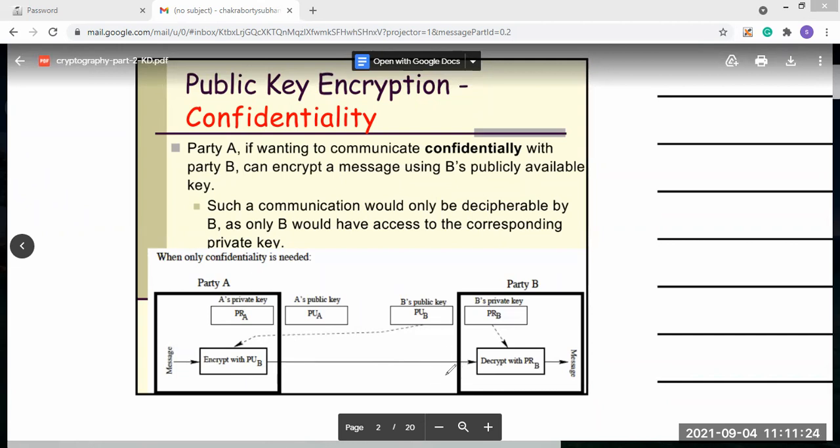Now, because B's public key was used, this message can only be decrypted by using B's private key. But B's private key is present only with B. B doesn't give it into the public domain. It is present with him only. So using B's private key, the message will be decrypted, and after that, it will get the original message that party A has sent. This is the working of confidentiality.